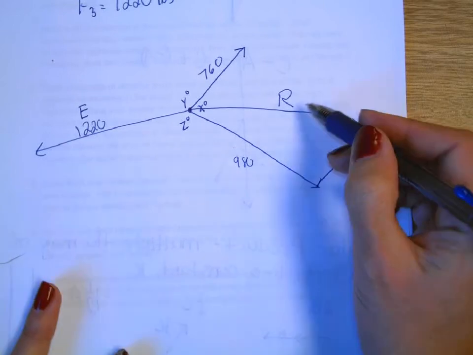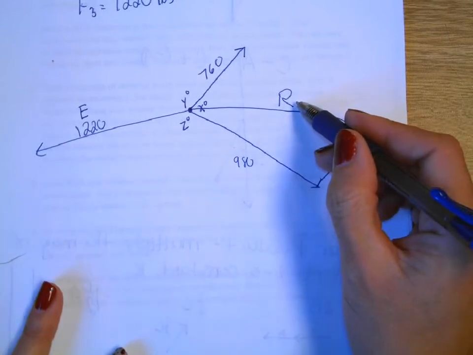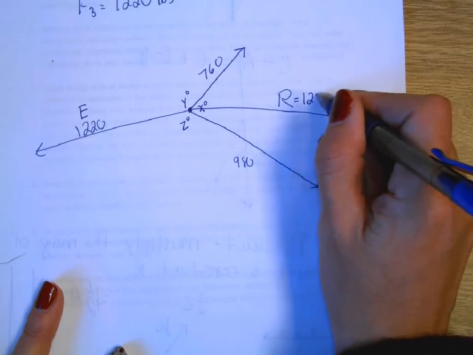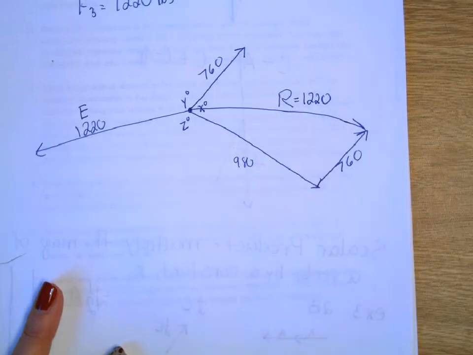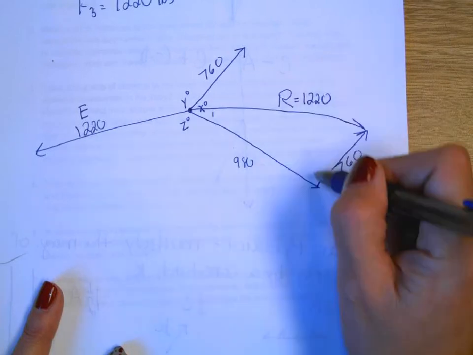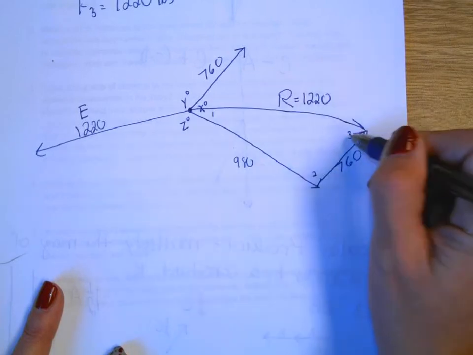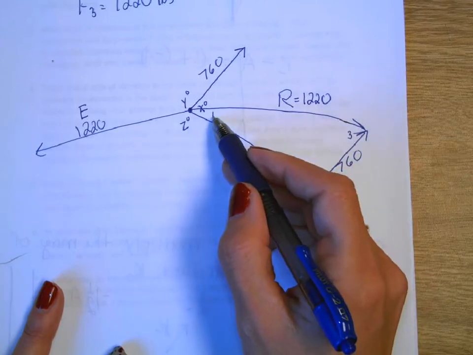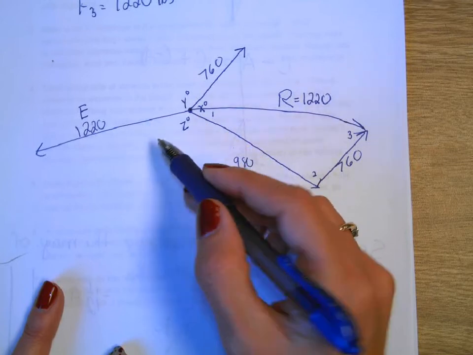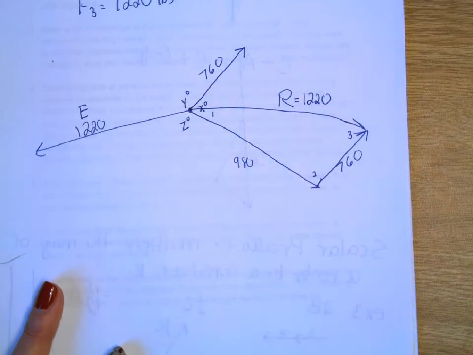But what do I know about the resultant? It's 1220. So you are going to find these 3 angles in here, 1, 2, and 3. And you should be able to figure out the X, Y, and Z that we started with. I'm going to let you finish that one up for homework.